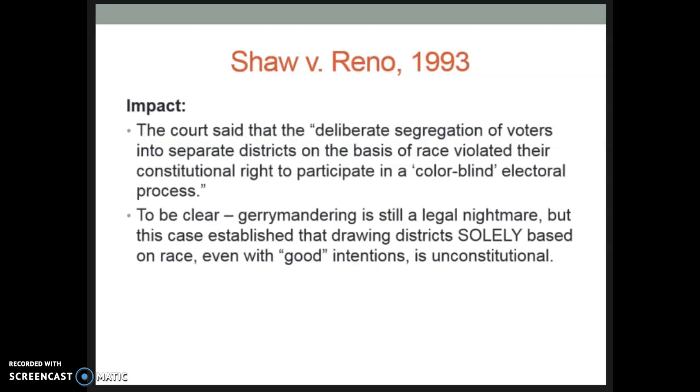So the impact of this case is that the court said that the deliberate segregation of voters into separate districts on the basis of race violated their constitutional right to participate in a colorblind electoral process. To be clear, gerrymandering is still a legal nightmare, but this case established that drawing districts solely based on the race of the people that live in that district, even if you have good intentions, is unconstitutional. So you cannot draw districts based on the skin color of the people that live in that district.